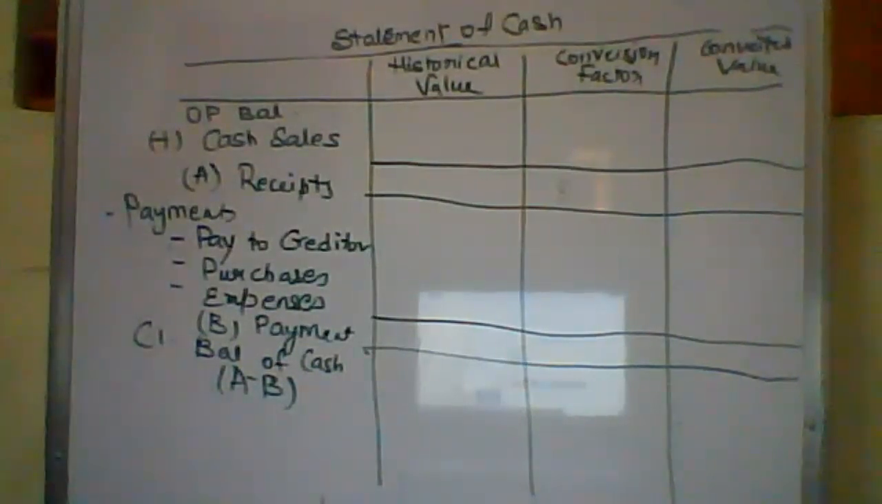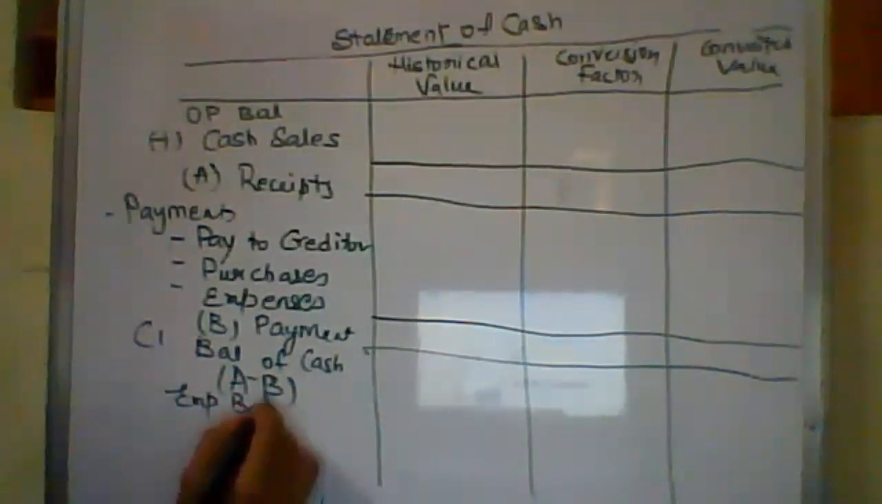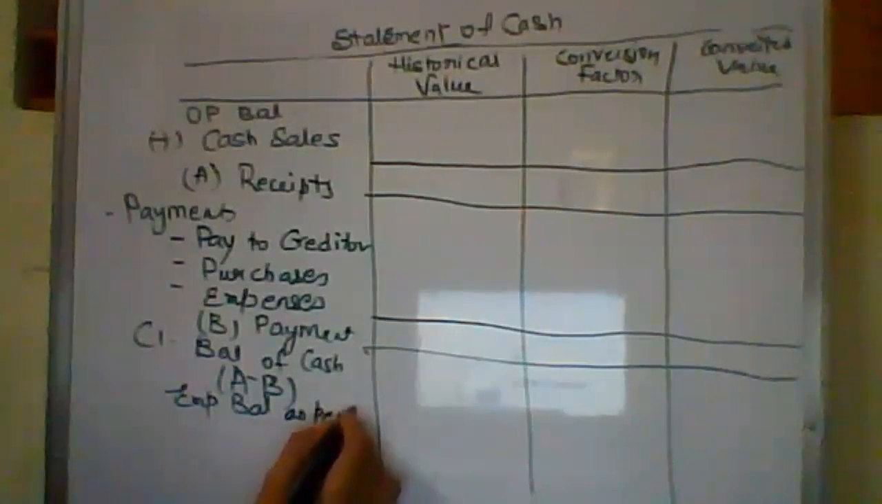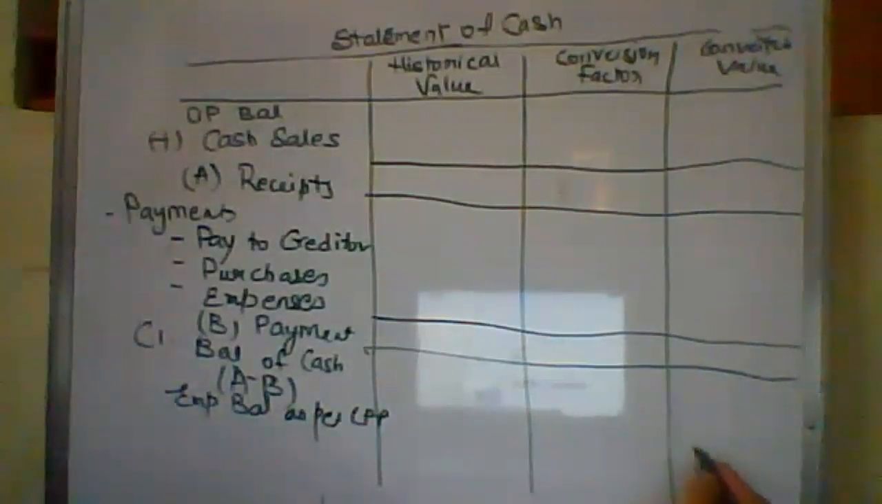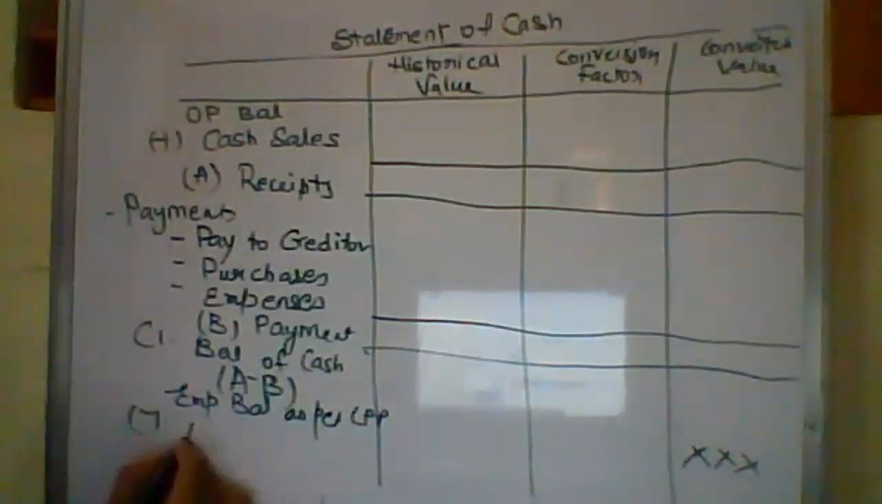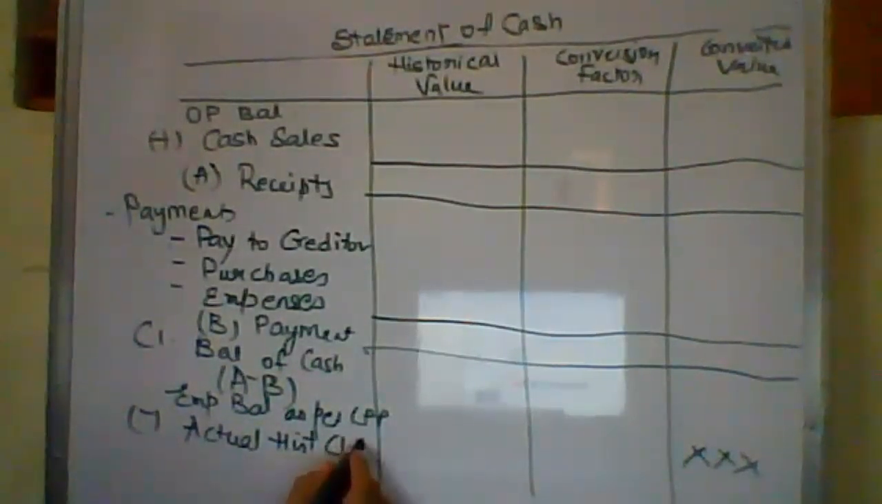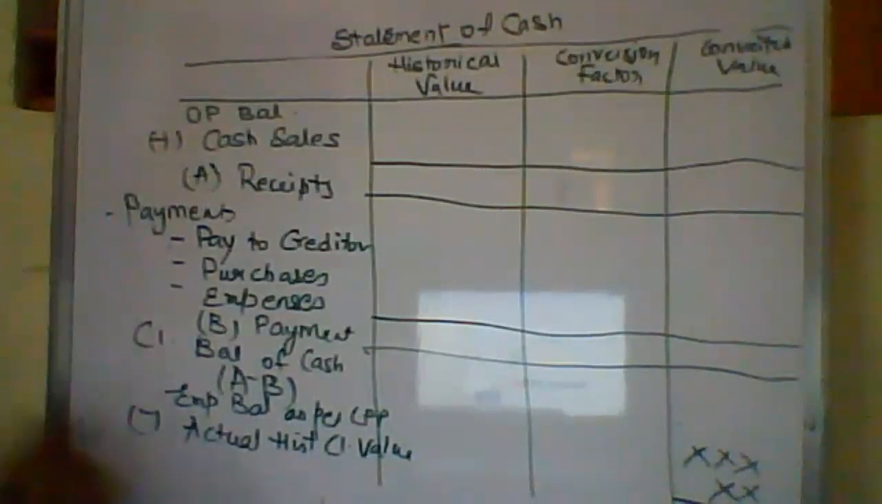Now what will you write is, what is the expected balance as per CPP? That is the converted value minus the actual historical closing value. That we will deduct. We will check, is there any gain or loss? Okay, this is what we have to do.